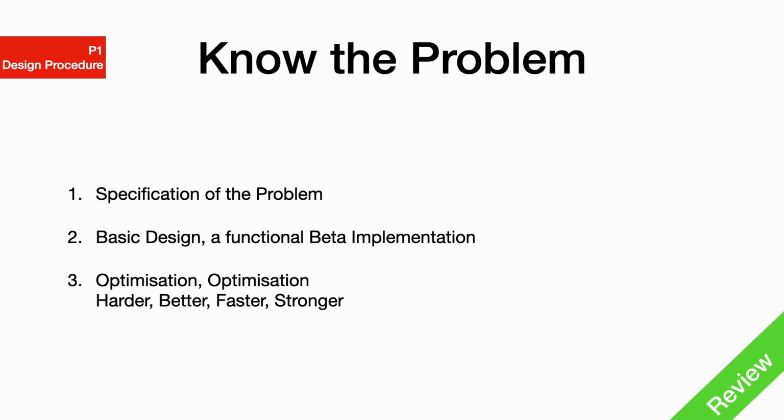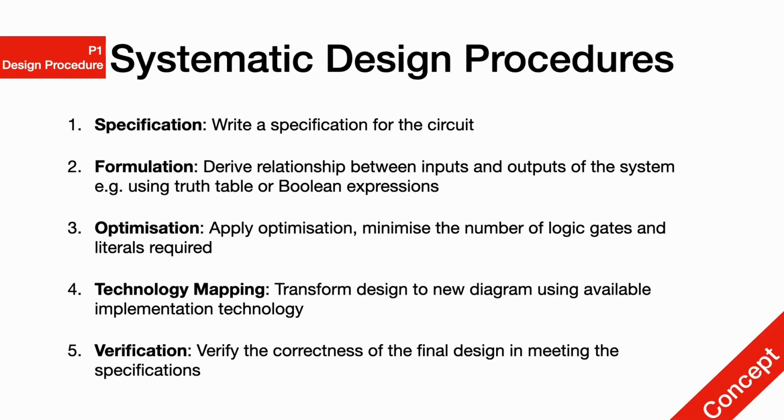So let's take a look at the systematic designing procedures. These systematic designing procedures are universal, which means you can use them to design any digital circuit so far. Now, as you can see over here, we have 5 different steps.